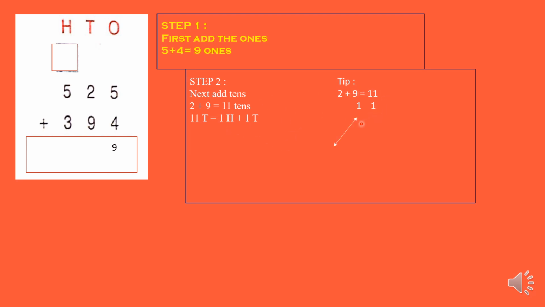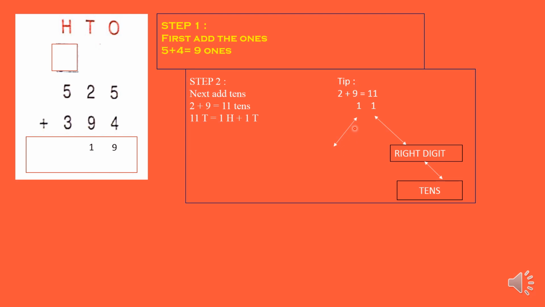2 plus 9 is equal to 11. So in 11, always the right hand digit will be under the tens column. Always the right digit will be under the tens column. That's why I'm writing 1 here. Next, again 1 also there.